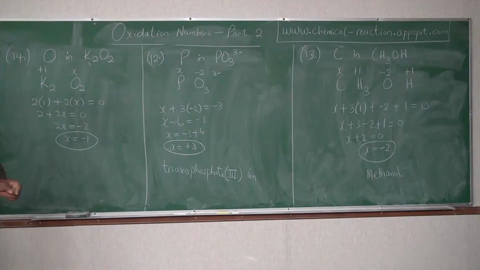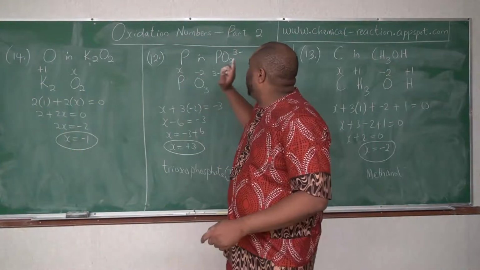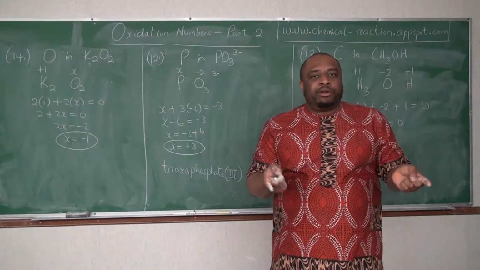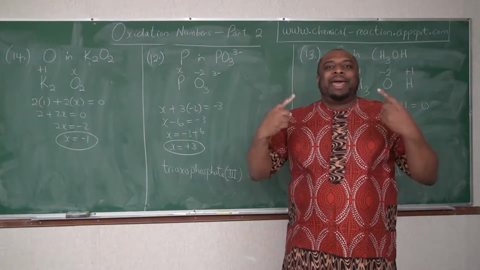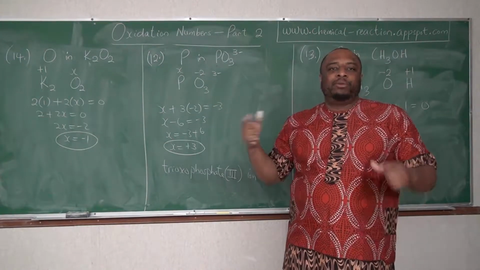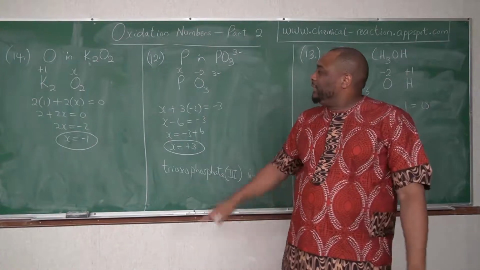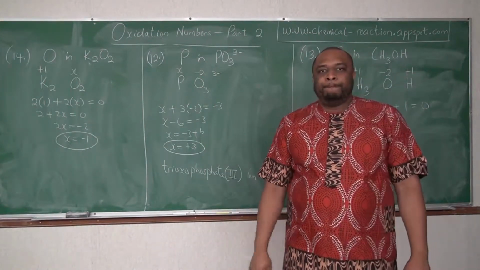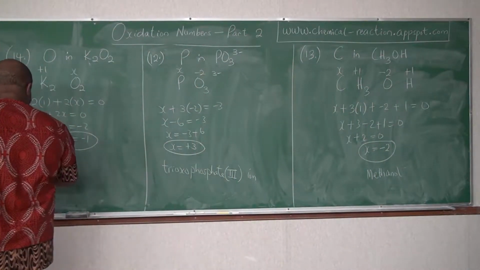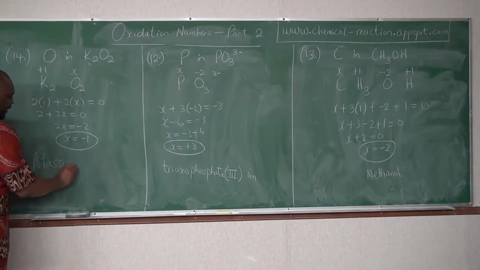Oxygen. Remember, one of the rules we said in part 1 of the video is that oxygen has an oxidation number of -2 except in peroxides or if it is bonded with fluorine. We talked about that in part 1. So this is potassium peroxide.